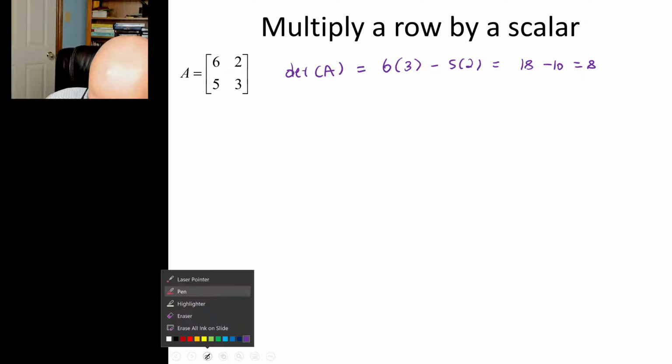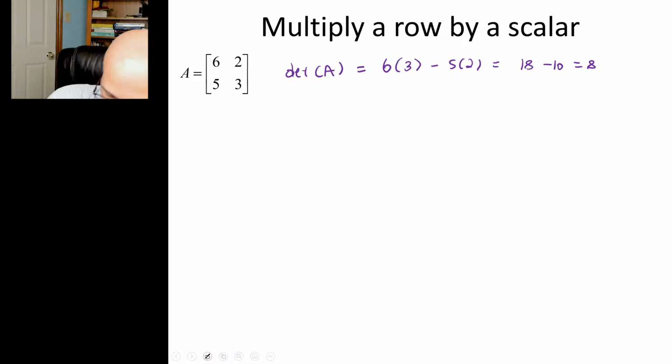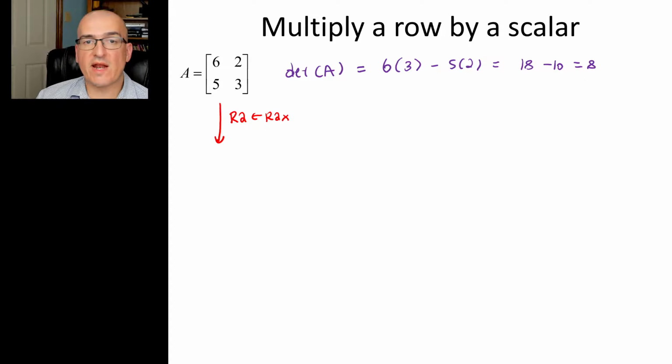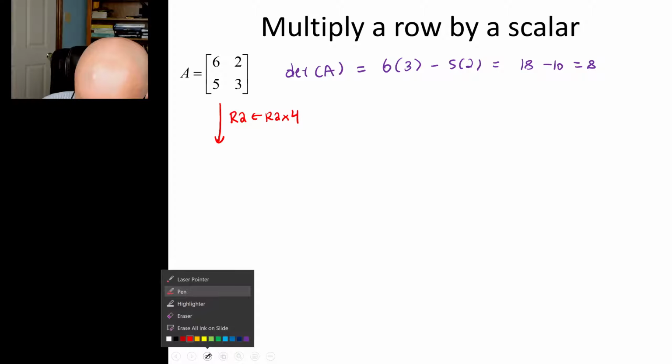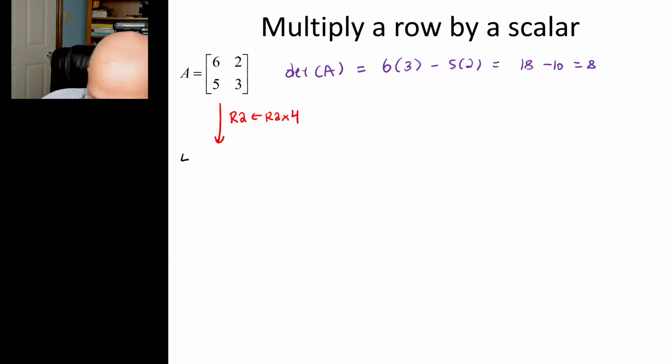Now I'm going to check what happens if I replace row 2 by row 2 times, let's make up a number just as part of our experiment, not too big. Let's go with 4. Let's see what happens if I multiply row 2 by 4. So then what am I going to get? It's not 4A, it's just a new matrix. Row 1 is the same, 6, 2, and then row 2 becomes 20, 12.